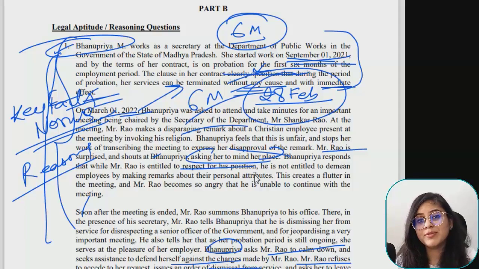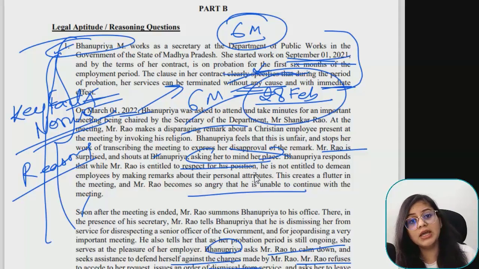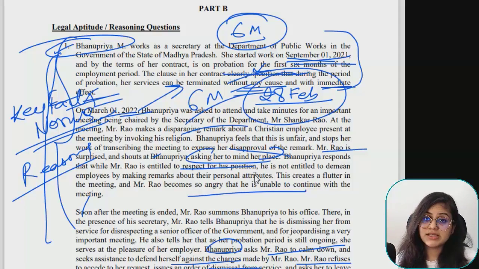Then again, if Mr. Rao was so bothered by her, then he could have asked someone else to write down the minutes of the meeting rather than barging out and not continuing the meeting. If that meeting was so important for him, he should have continued it, telling some other person to write down the minutes, and later he could have spoken to Bhanupriya about her behavior. Then it is not Bhanupriya who jeopardized the meeting, it is Mr. Rao who jeopardized the meeting because of his temper issues.